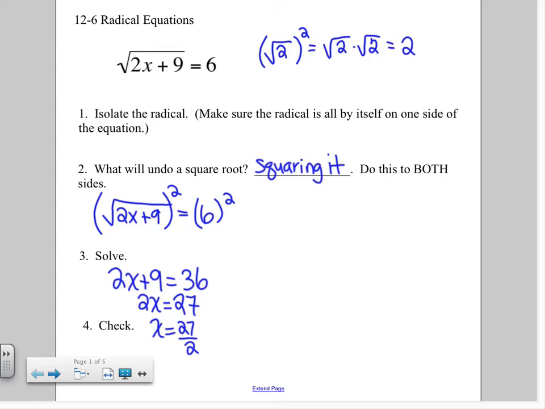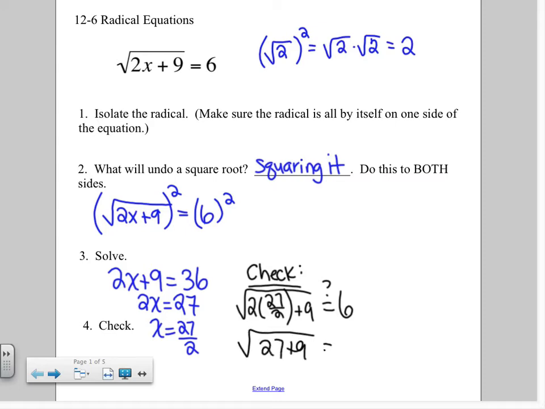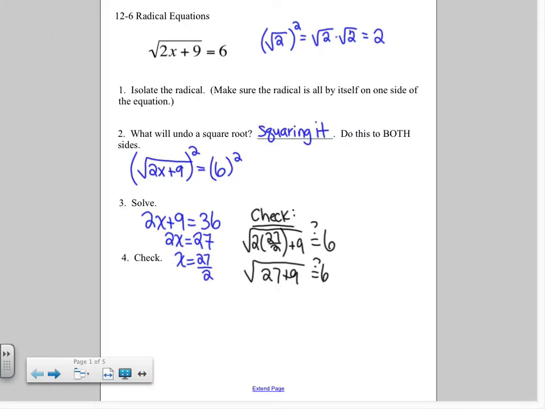Now let's just check to make sure that our answer is correct. So if we check it, square root of 2 times 27 over 2 plus 9, is that equal to 6? 2 times 27 over 2 is equal to 27, so we have the square root of 27 plus 9. Is that equal to 6? 27 plus 9 is 36, so we have the square root of 36 is equal to 6, and that is true. So we got the correct answer, x equals 27 divided by 2.